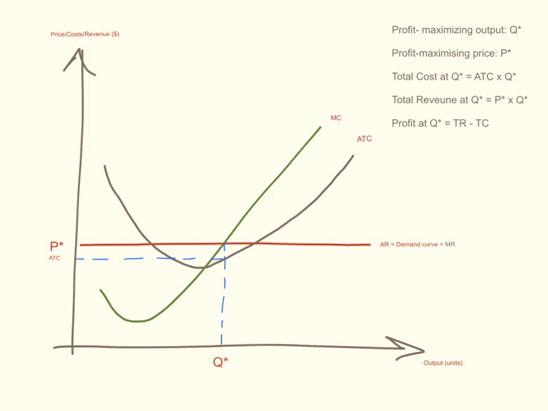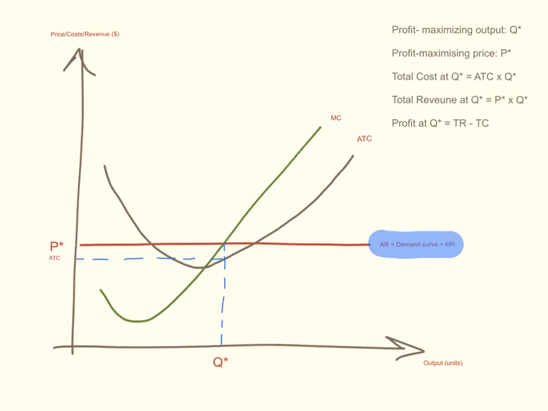Now, what if a firm faces a perfectly elastic or a horizontal demand curve like this one here? In that case, average revenue will be equal to marginal revenue will be equal to the demand curve. It's the same idea. You see the level of output where marginal revenue intersects marginal cost. So this happens at this point here because this is the marginal cost curve, the green curve, and this is the marginal revenue curve. So at this point here, you go down to get Q star.